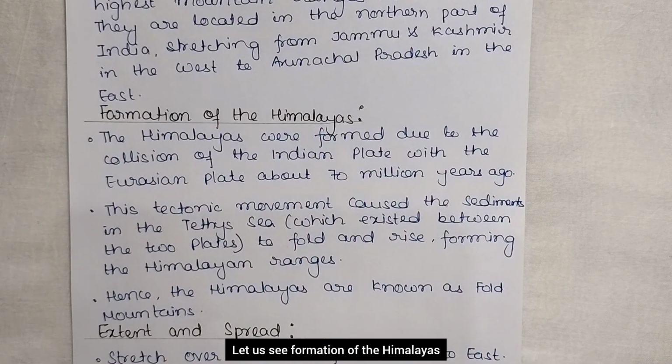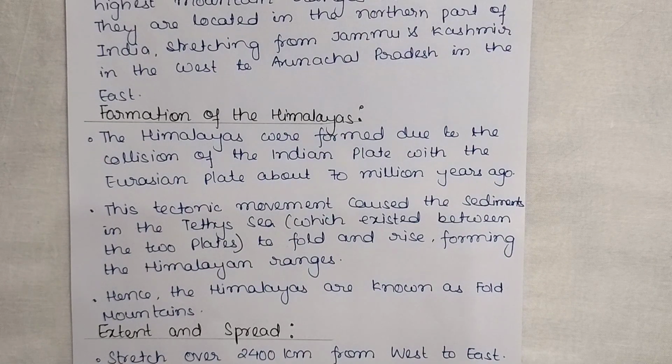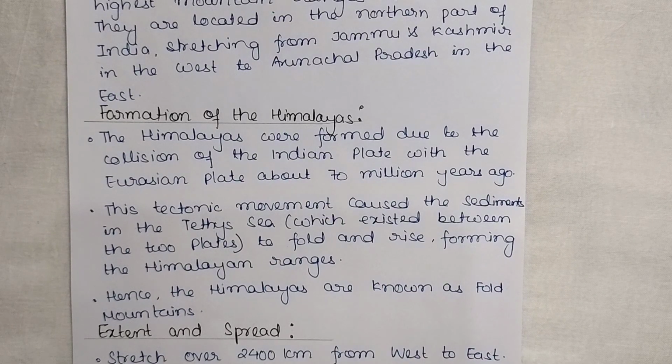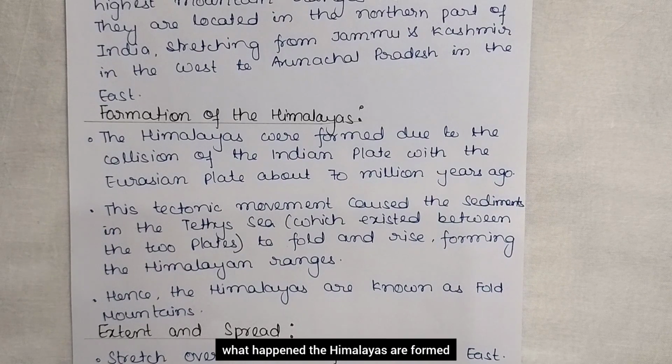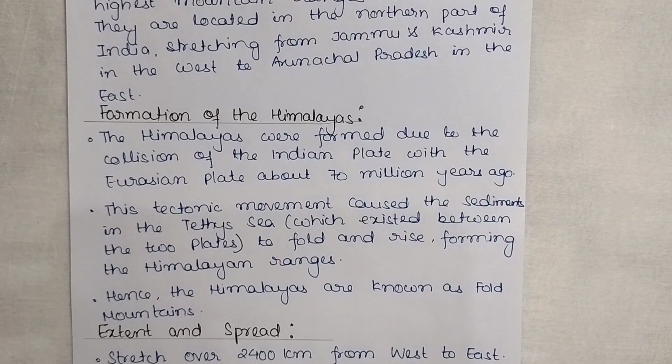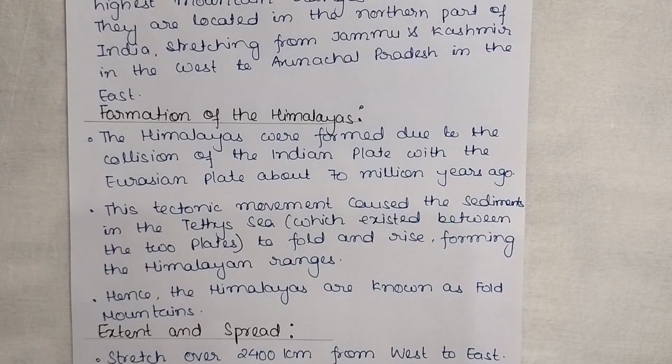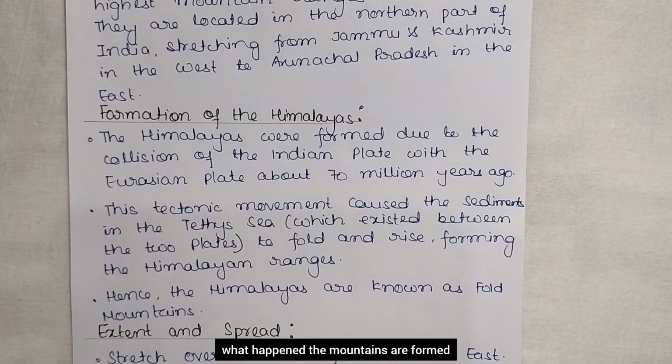Let us see. Formation of the Himalayas, that is, the Himalayas were formed due to the collision of the Indian plate with the Eurasian plate about 70 million years ago. Okay, so there was a collision between the Indian plate and the Eurasian plate, and it was almost 70 million years ago. The story just starts from there, and due to this, the Himalayas are formed. Now, what is the tectonic movement? The movement that can be uplifting, faulting or folding, and due to this the mountains are formed, right?